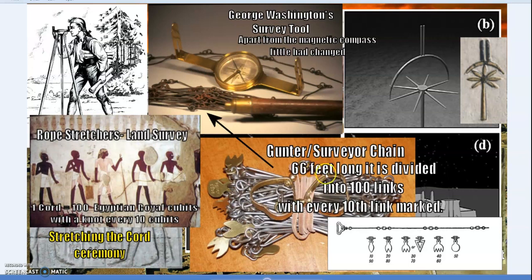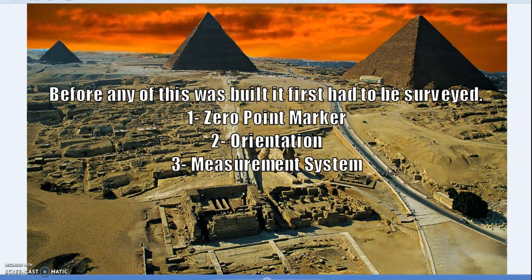It's 66 feet long, and it's divided into 100 links with one of these little keys hanging every 10 links. So you could do your count very easy. So 10 links, 2 corners 20 links, 3 corners 30, 4 corners 40, etc. Just like the Egyptians. So before the base 10 system is more often recognized, we see again in Mohenjo-Daro there's evidence for this. So before any of this was built, it had to be surveyed. It had to be designed, and then it had to be surveyed.